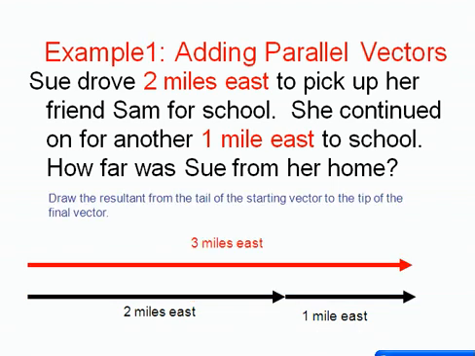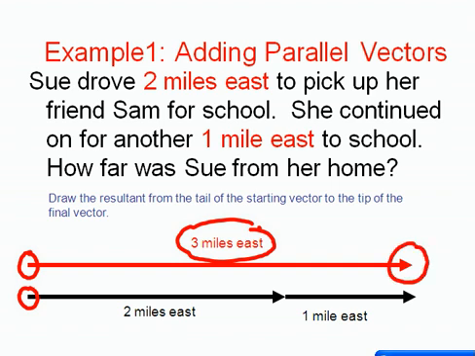So here on this slide we've now got the resultant, which is 3 miles east. It starts at the same place as the original first vector, and then it ends where the second vector ended, and we see that Sue's vector, or displacement, goes 3 miles to the east. The two vectors were in the same direction, so you just get one vector that's longer.